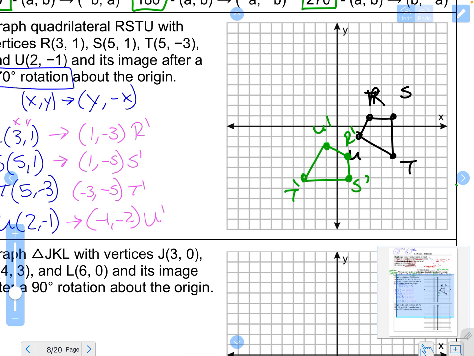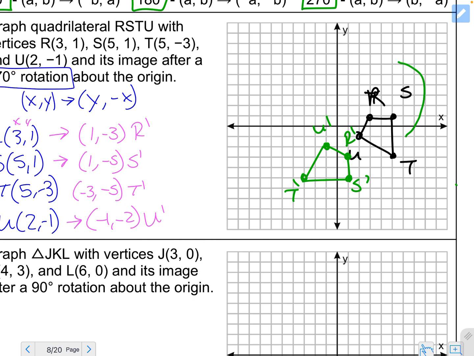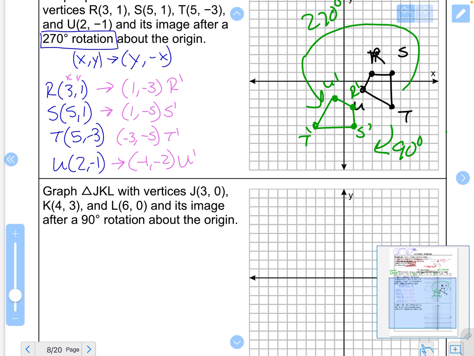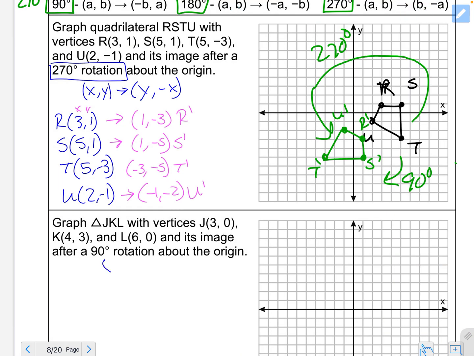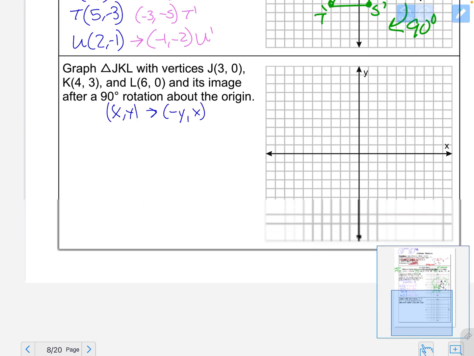And yep, it looks like the same shape. And yes, it has been rotated 1, 2, 3 quadrants, which would be our 270 or 90. So that would be 90 clockwise. That would be 270 counterclockwise. So our 90-degree rule is (x, y) goes to (negative y, x).